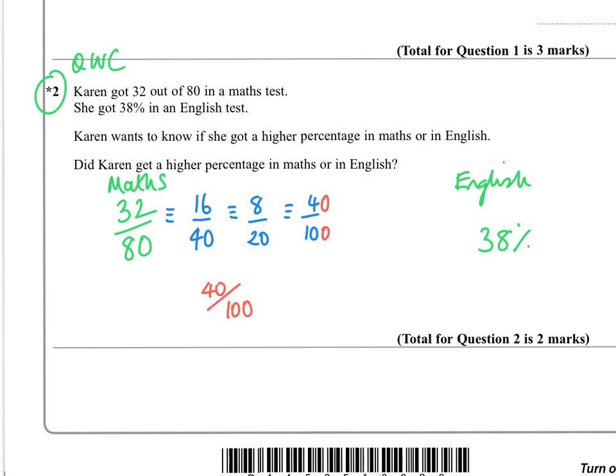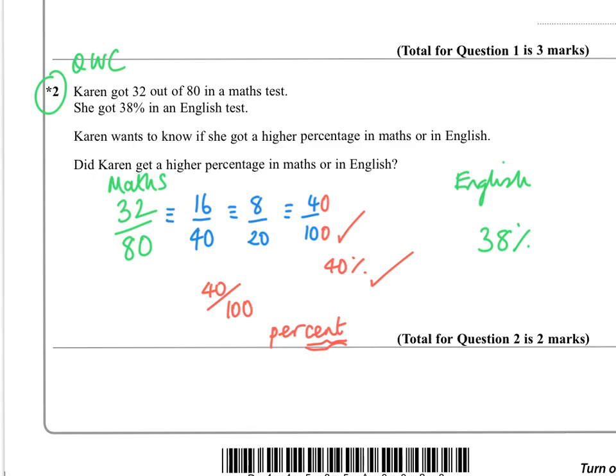And every time you see something out of 100, it's per 100 or per cent, because cent is the shortening for 100. So this is definitely 40 out of 100 or 40%. So it looks as though Karen did better in her maths.